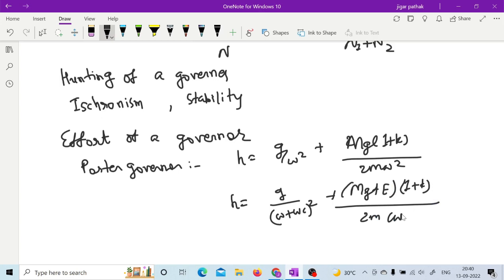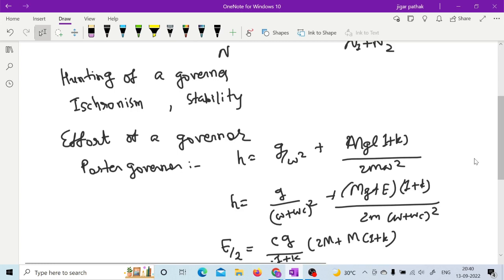So this is how you can change it. Once you provide these changes, then you can calculate your effort, right? So if you calculate it and simplify it, you will find it as c g upon 1 plus k, 2m plus m1 plus k, right? So this is how you can have your effort of a governor, right?